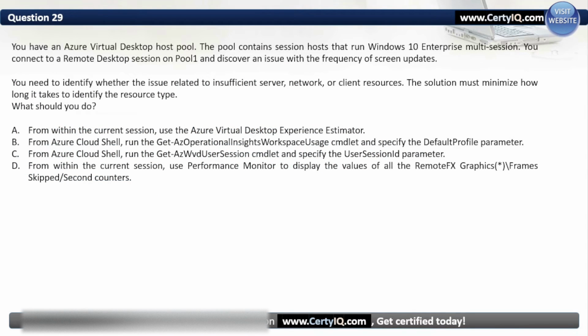Question 29. You have an Azure Virtual Desktop host pool. The pool contains session hosts that run Windows 10 Enterprise multi-session. You connect to a remote desktop session on pool1 and discover an issue with the frequency of screen updates. You need to identify whether the issue is related to insufficient server, network, or client resources. The solution must minimize how long it takes to identify the resource type. What should you do?